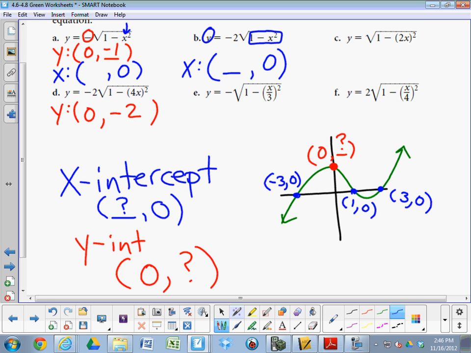What does x need to be? 1 is a possibility, because 1 minus 1 squared is 0. And another one is, what else squared? Negative 1, right? Because negative 1 squared is 1. And what's 1 minus 1? 0. Those are your two x-intercepts for that problem. We thought about it. Or you could solve for it.